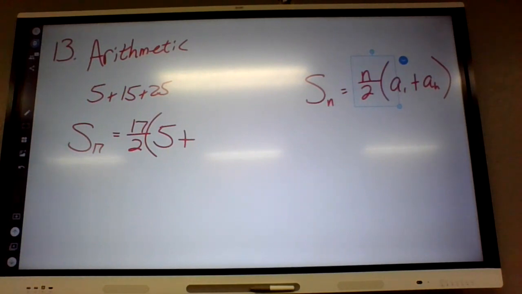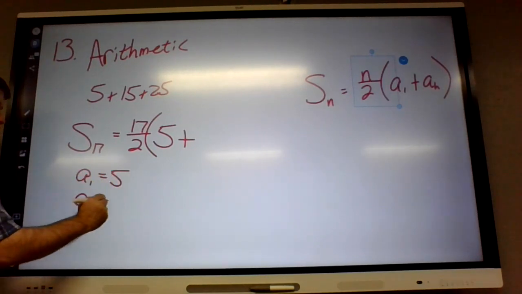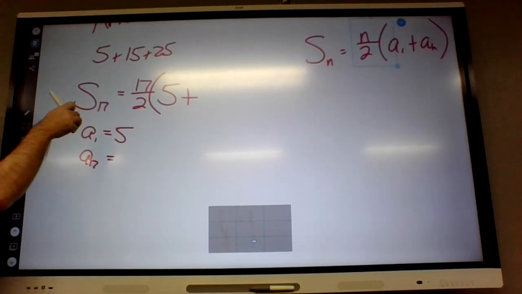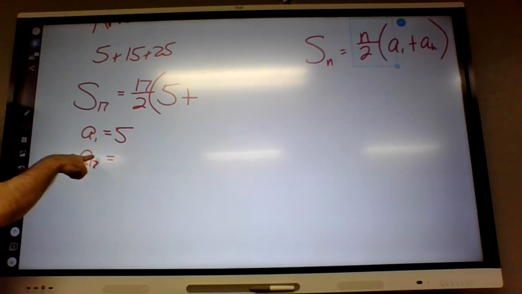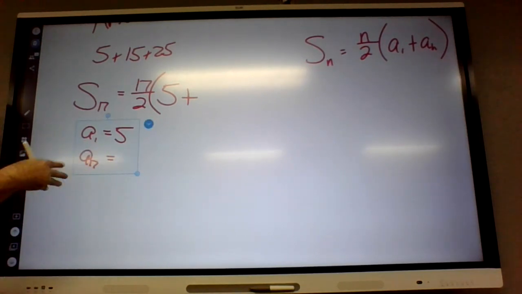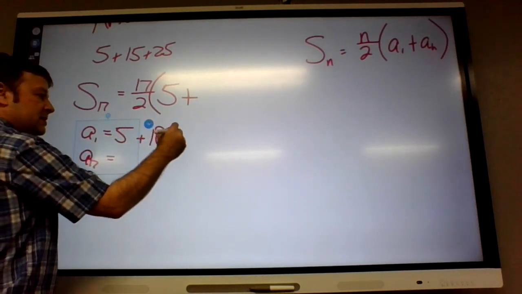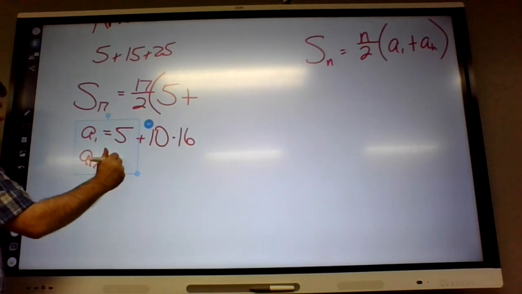This is what kind of made Thursday a little bit hard. If the first term is 5, how do I figure out the 17th term? The pattern is plus 10, so how many 10s would I have to add to get from the first to the 17th term? 16, because from 1 to 17, the gap there is 16. So I'd have to add 10 16 times. You guys remember that? So it'd be like 165.